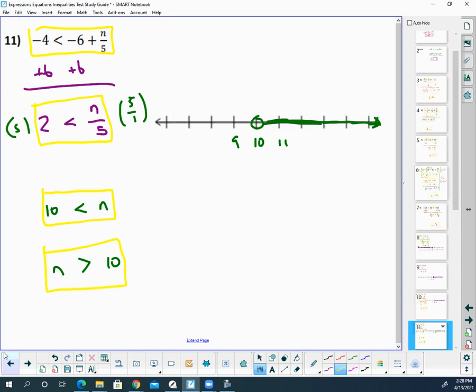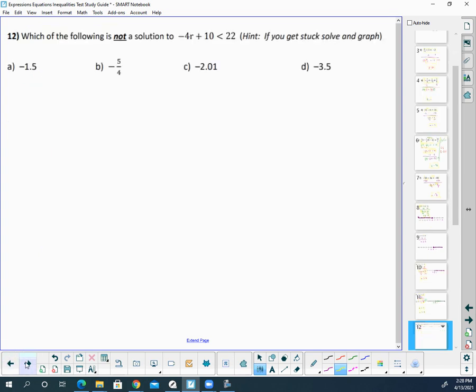Okay, next number we are doing is number 12. Which of the following is not a solution to negative 4r plus 10 is less than 22? All right, I know it says if you get stuck, solve and graph. I'm just going to solve and graph, and let me explain after I solve and graph, because hopefully it'll become a little clearer.